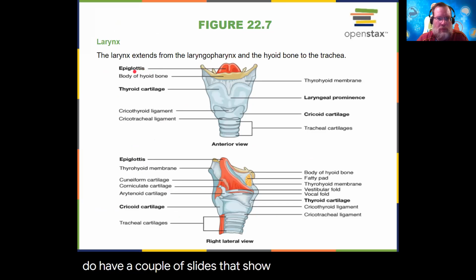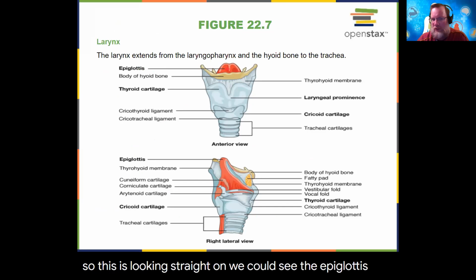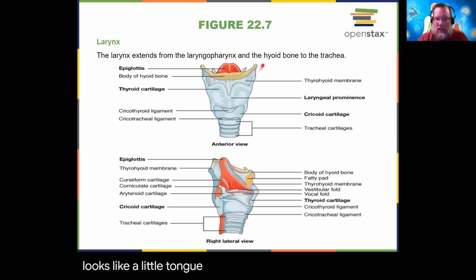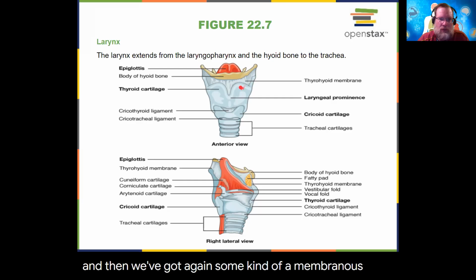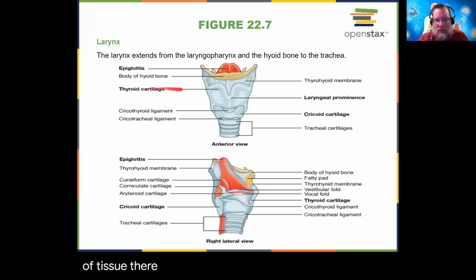Again, this one's from OpenStax. This is an anterior view, so this is looking straight on. We can see the epiglottis, it even looks like a little tongue. And then the hyoid bone in front, and then we've got, again, some kind of a membranous layer of tissue there. And then the thyroid cartilage, that's a large chunk of cartilage that makes up a pretty substantial portion of the larynx.